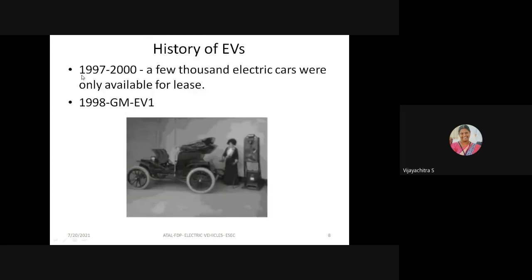After that, from 1994 to 2000, maybe 3 years, thousands of electric cars were produced, but they were not in plenty of usage. They were only available for lease, so the usage was certainly limited. Then during the year 1998, another vehicle called the GM EV1 was developed. So this is the picture of the electric vehicle introduced during the year 1998.